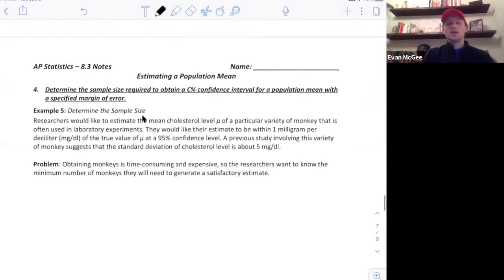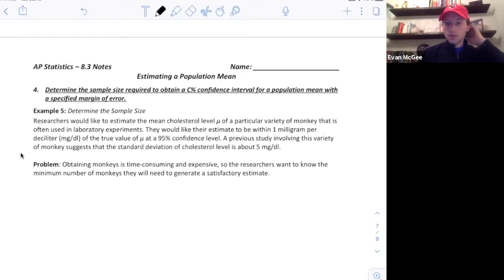So our last objective is similar to what we did with population proportions. We are going to determine the sample size that's required to obtain a certain level of confidence for a specified margin of error. So researchers would like to estimate the mean cholesterol level mu of a particular variety of monkey that is often used in laboratory experiments.